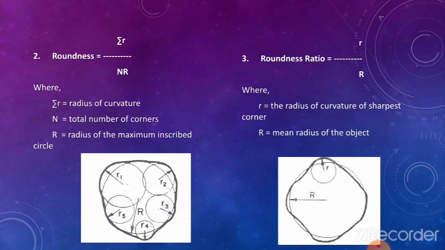The third method to determine the roundness is the roundness ratio, which is the ratio of the radius of curvature of the sharpest corner to the mean radius of the object, and this is shown by this diagram.